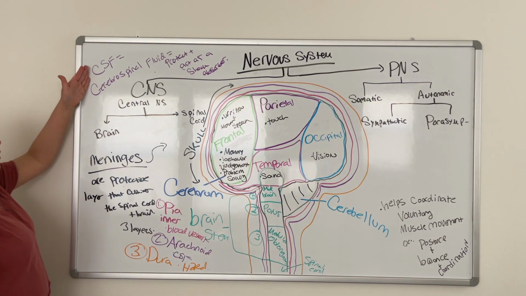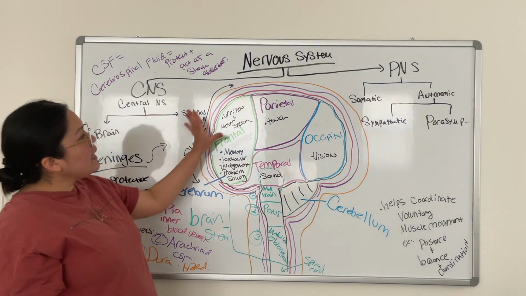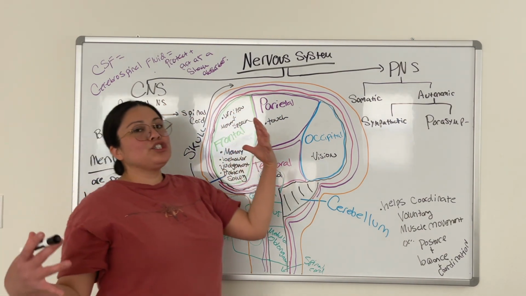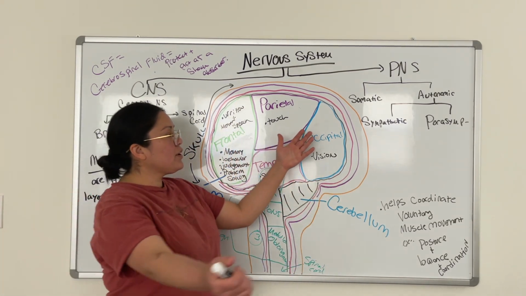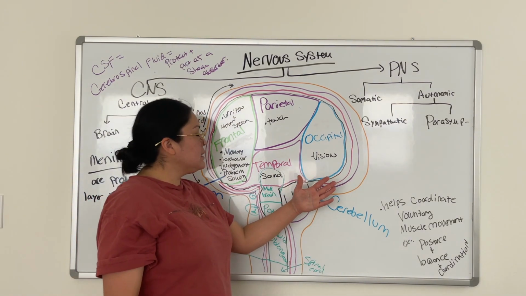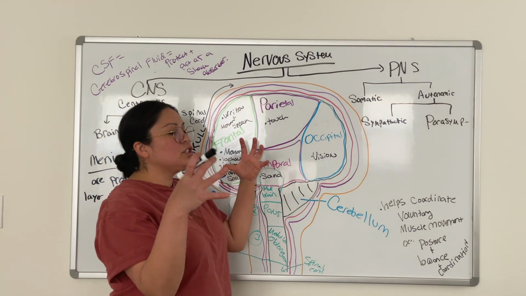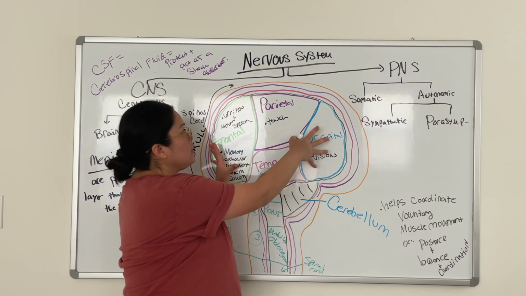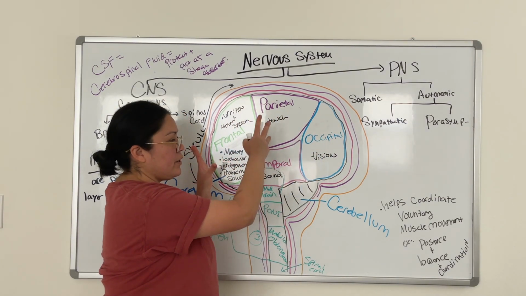So CSF and your meninges work together to protect the brain and the spinal cord. They act as a shock absorber just in case you have any impact. If you get punched or if you get smacked or whatever happens, you get in a car crash, these things are there to help cushion the impact so that you don't have any damage to this internal tissue, right? This soft tissue right here.